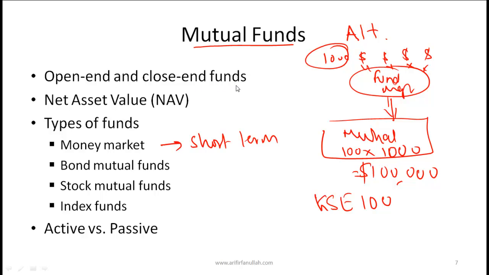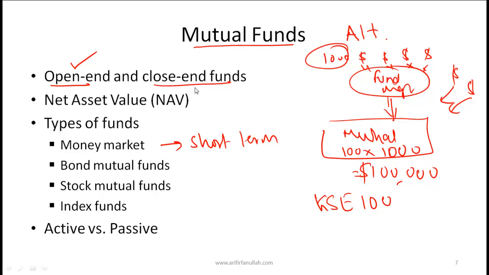Open-end versus closed-end fund. An open-end fund is one where even after the initial creation, if more investors want to join in and join this fund, they can. So additional money can keep coming in, so the mutual fund can keep growing. And since people can keep coming in, we call this fund an open-end fund. Most funds in Pakistan today are actually open-end funds.